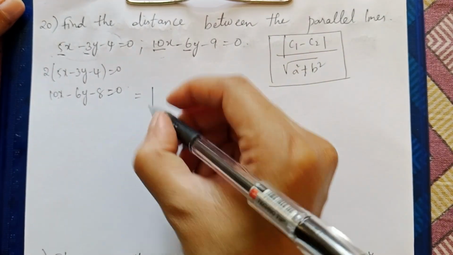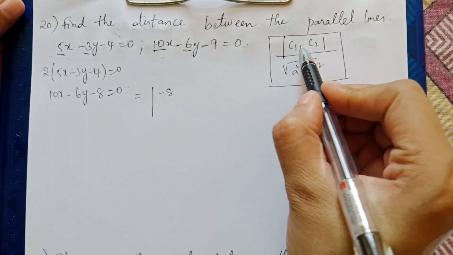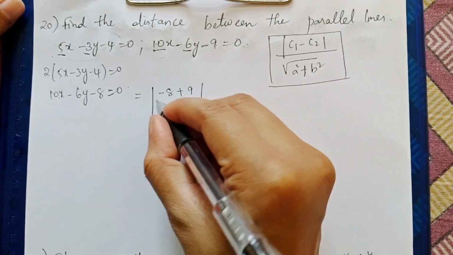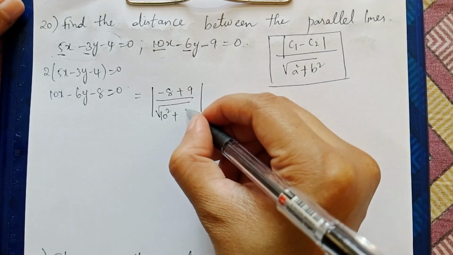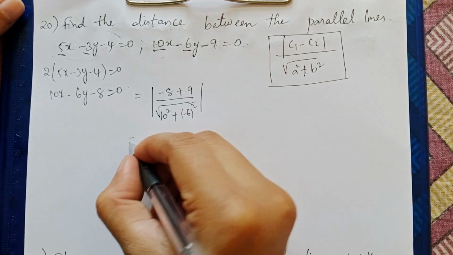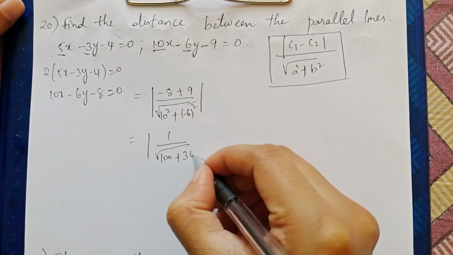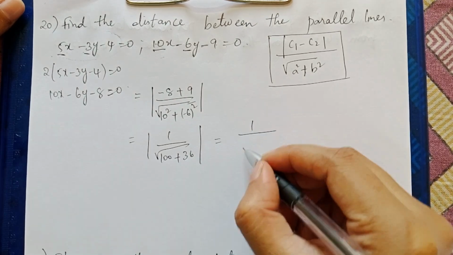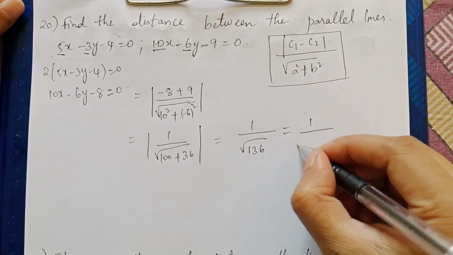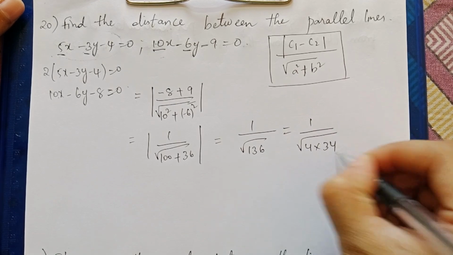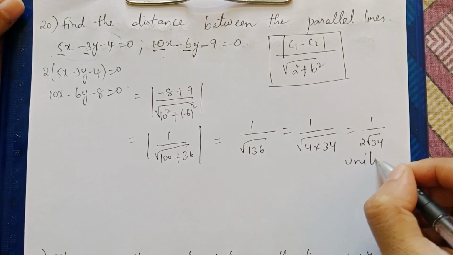So that is equal to mod c1 value is minus 8, c2 value is minus 9. So it is minus of minus becomes plus, 9 by root a square is 10, 10 square plus b square is minus 6 square. It is equals to mod 1 by root of 100 plus 36, 6 squared. So it is 1 by root 136, which is equals to 1 by, we can write it as 4 into 34, which is equals to 1 by 2 root 34 units is the distance.